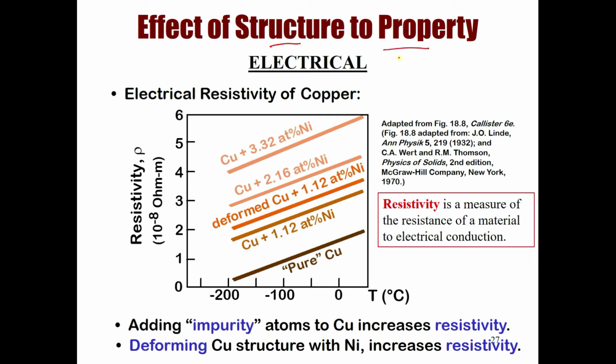Second, effect of structure to property. You see the correlation to the electrical property. Electrical resistivity of copper. So you see this is the pure copper. You can change the structure of copper by adding nickel into the structure. By adding different percentages of nickel, you see an increment in the resistivity of copper. Besides, with changes in temperature, the resistivity increases. As you can see here, the resistivity for all particular materials increases with the increase of temperature.